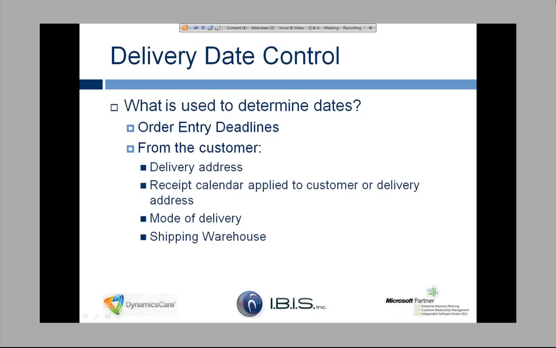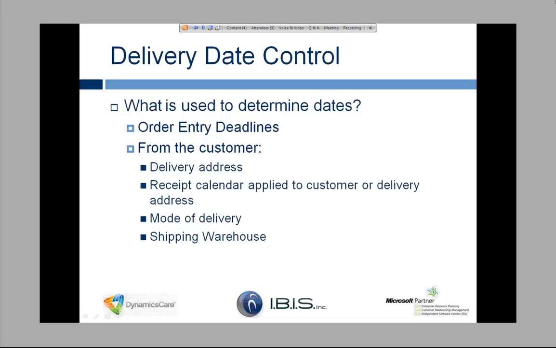Now, from the customer, what it's going to be using for delivery date control to determine dates is the delivery address, of course. It's going to say, okay, how long is it going to take to get it to that delivery address? It'll also look at the receipt calendar that's applied to the customer or the delivery address, whichever one is there. What that receipt calendar does is basically say this is when the customer is able to receive the goods that you've shipped them. They may have days where they're closed for receipts and they don't allow anybody to bring the goods in. So you can set up a receipt calendar for them.